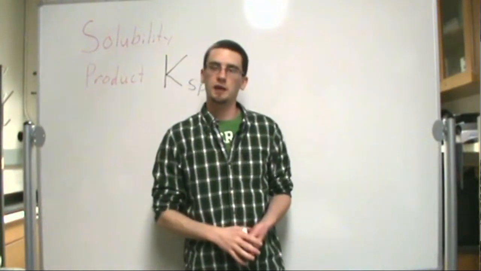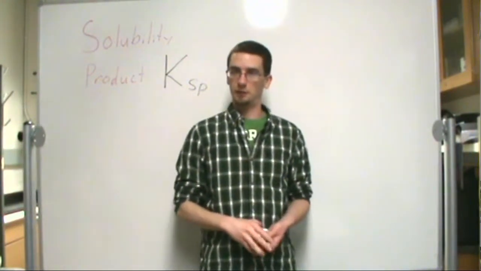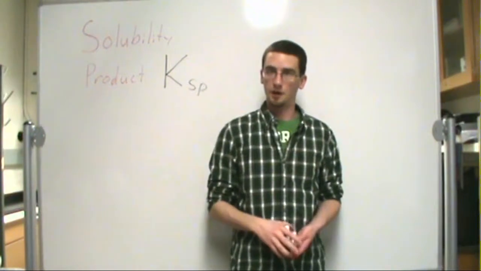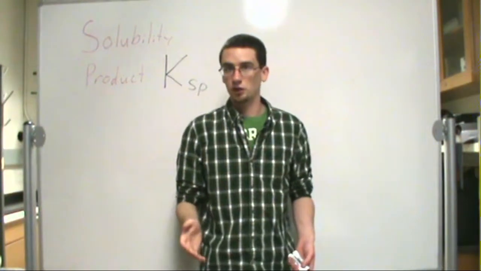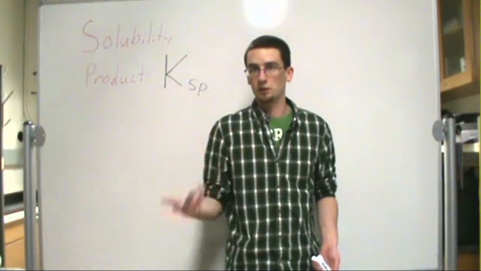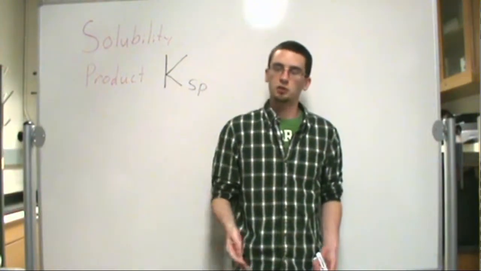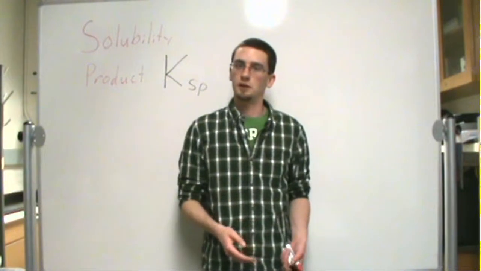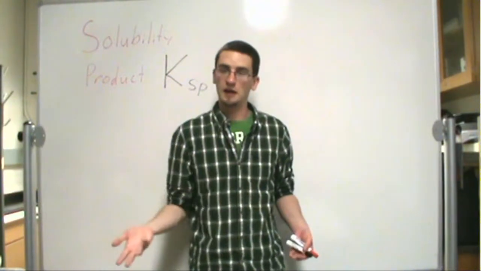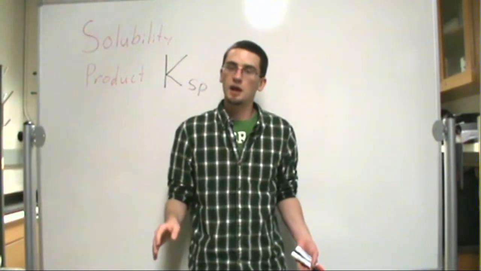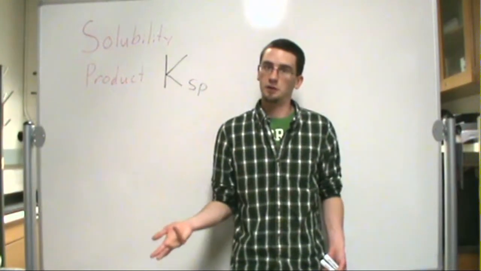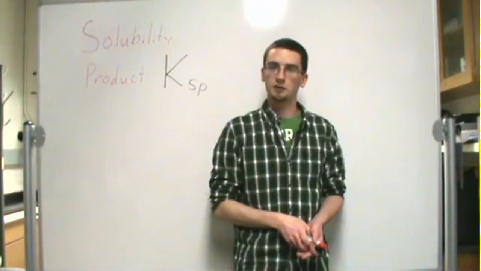Ksp is basically an equilibrium constant for when you have an ionic solid dissolved in a solvent, normally water. What you try to do is determine how much of the ions are dissolved in solution, and you can determine this from the equilibrium constant, or the solubility product, Ksp.